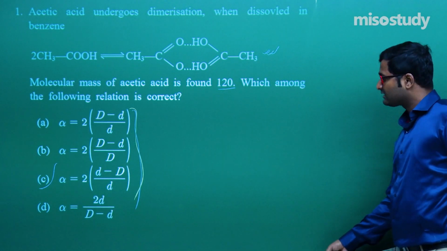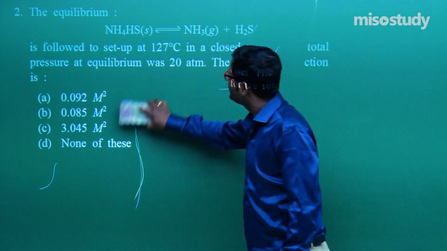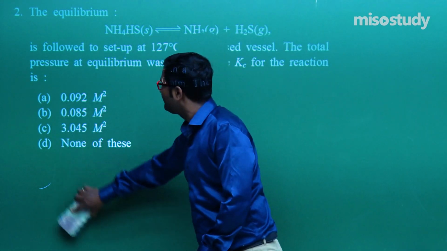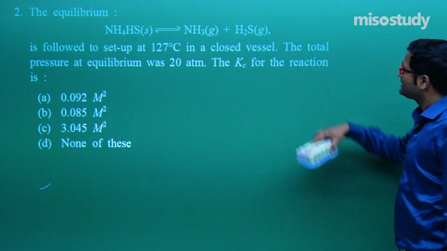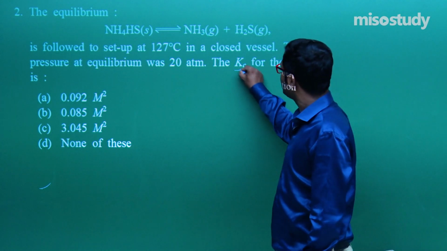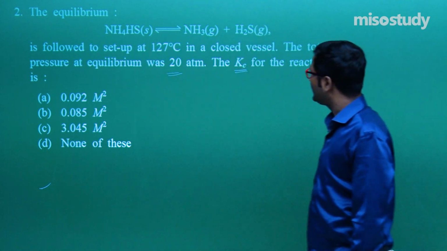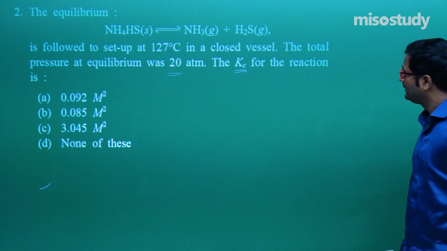Now let's move to the next part of the question. In this part, dissociation takes place, and what is given here? The Kc for the reaction. Clear to you? And the total vapor pressure at equilibrium is 20 atm. Okay.